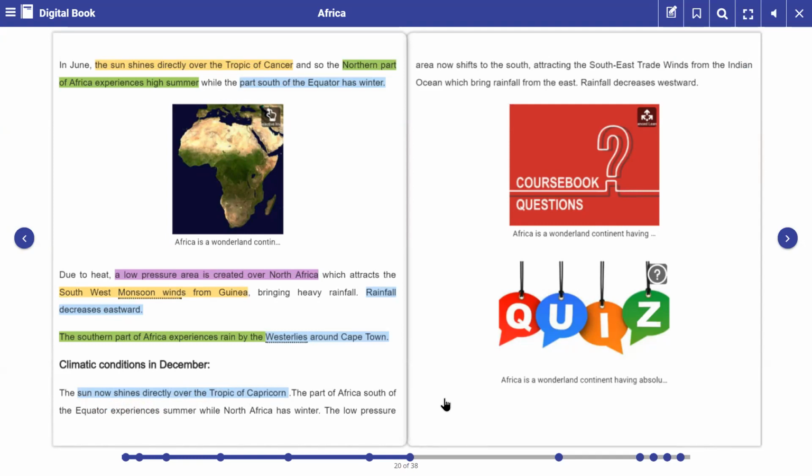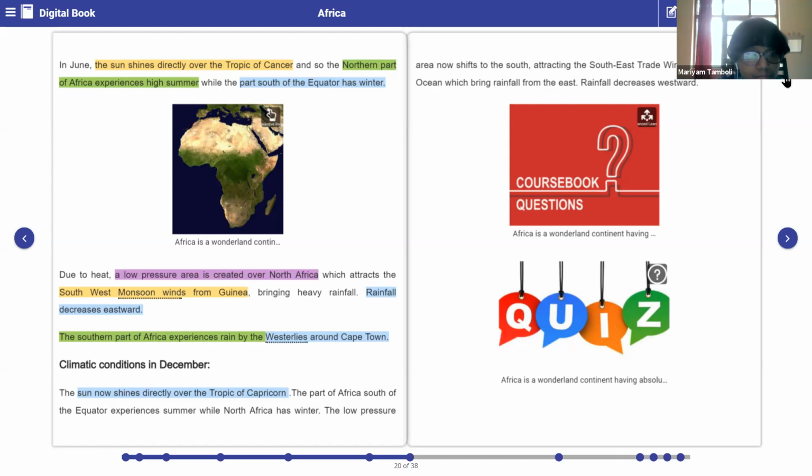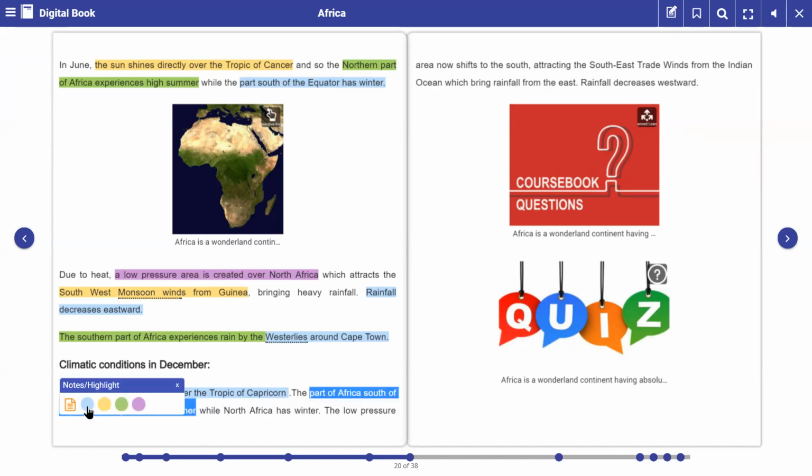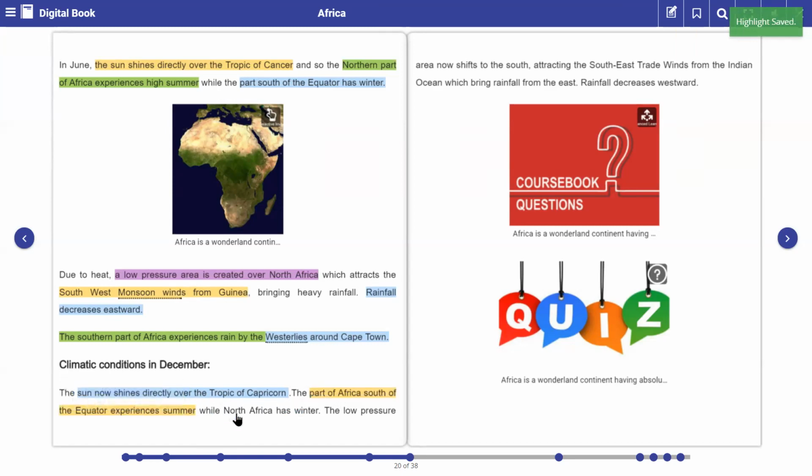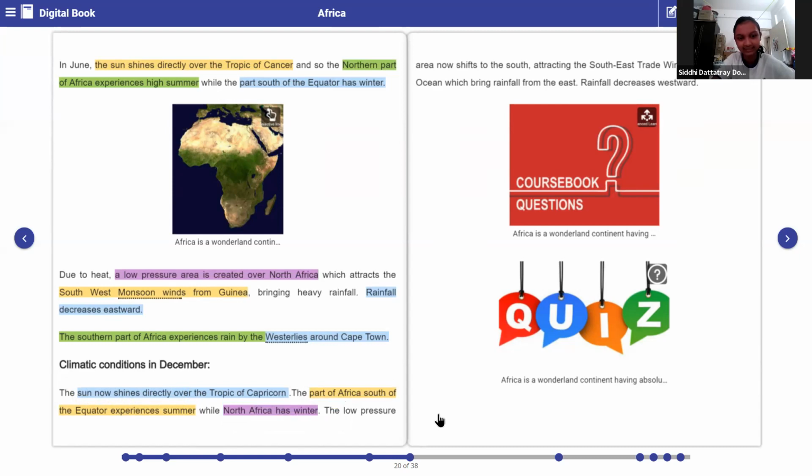Can you make out the difference? What is the difference over here in December? It's exactly the opposite of what happens in June. Do you all agree, children? Yes, ma'am. So in December, the northern part experiences winter, whereas the southern part experiences summer. Underline that. And that happens because now the sun is directly shining over the Tropic of Capricorn and not over the Tropic of Cancer. Clear? This is very important.